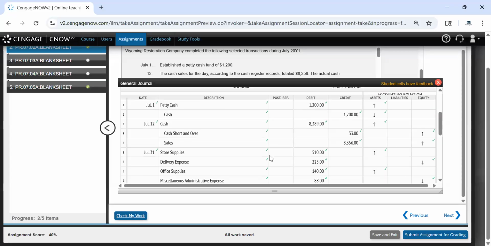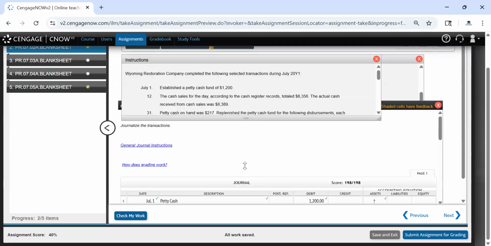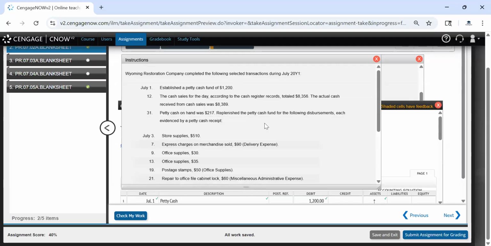And that is all. So I hope you guys have a better understanding of the specific journal entries to account for petty cash, and then also how it plays into cash short and over, and also recording cash sales for the day using cash register records if there's any discrepancies.